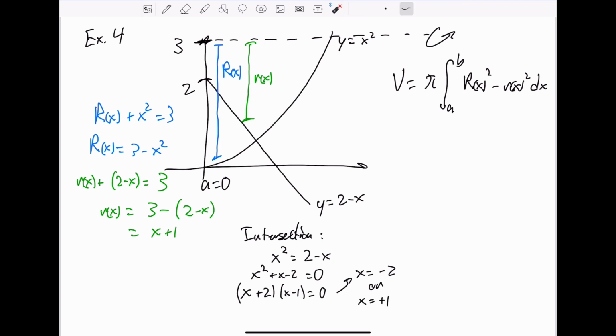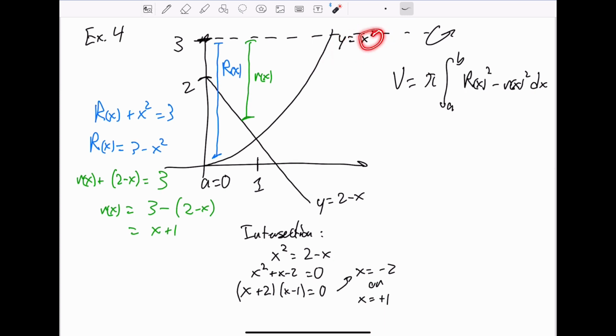Positive 1 is the x value of this intersection point here. This is x equals 1. And if we think of plugging in 1 into the functions, the first y value would give us 1 squared, which is 1. The other y value, 2 minus 1, also a y value of 1. That's the y value of that point.